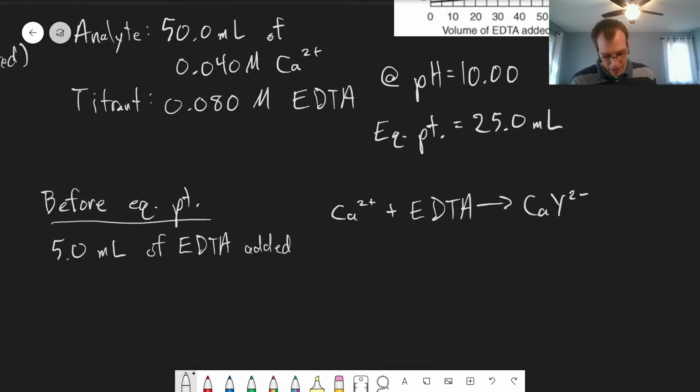And we're going to have an excess of calcium, and that excess of calcium is just going to be what the concentration of calcium is. So there's a few different ways to do this. One would just be to calculate the millimoles of each.